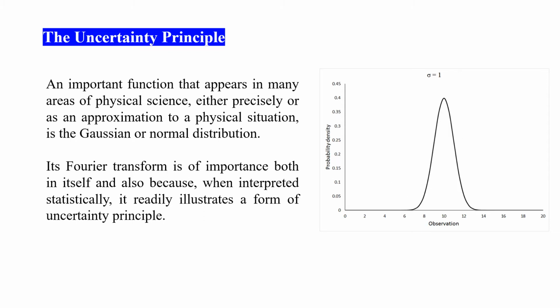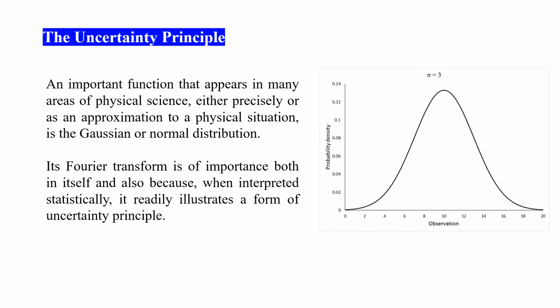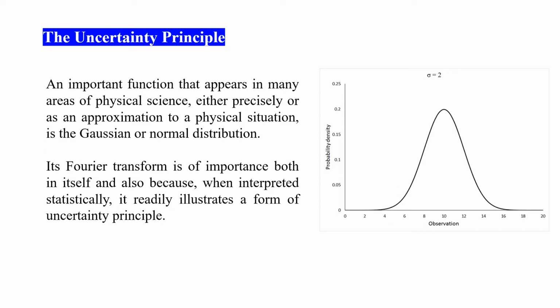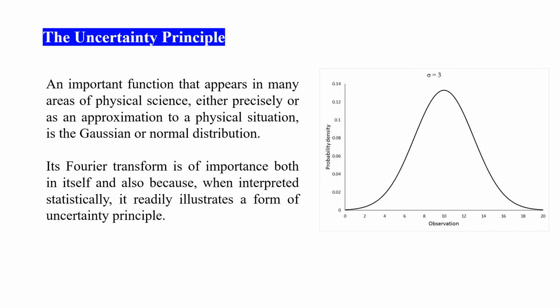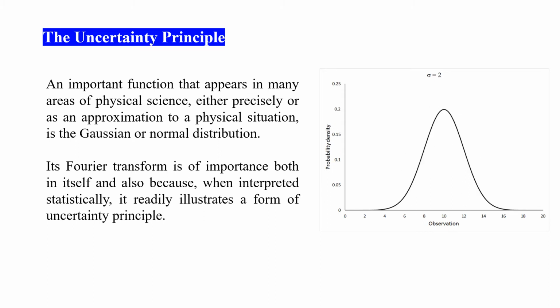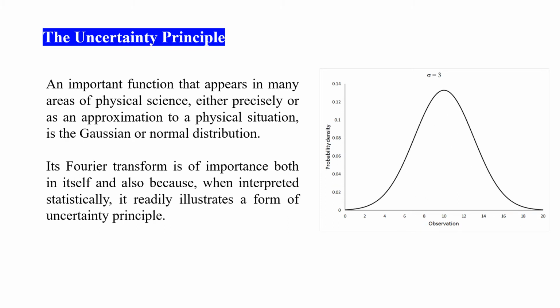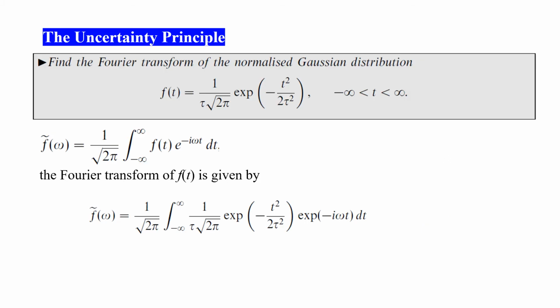So let's talk a little here about your uncertainty principle from your Gaussian distribution, where applying the Fourier transform in your Gaussian distribution, we see some forms of your uncertainty principle. Now let's start with the normalized Gaussian distribution. So this one here is your normalized Gaussian distribution.